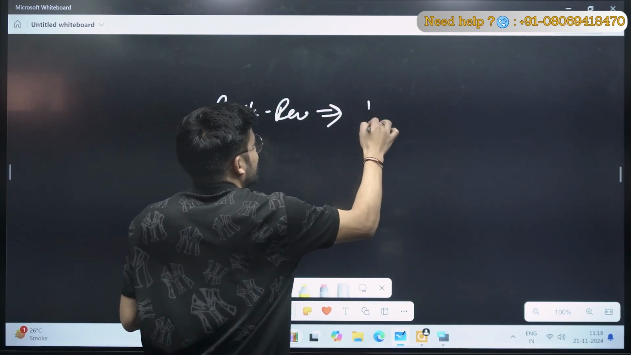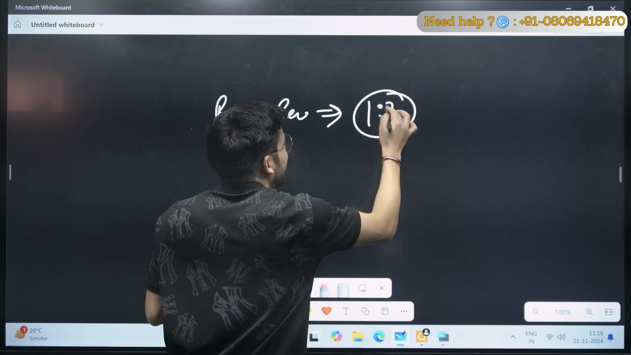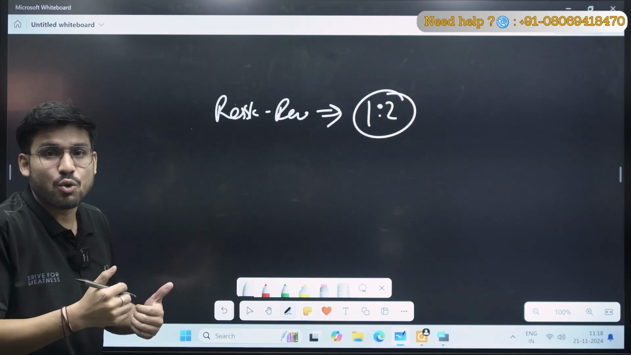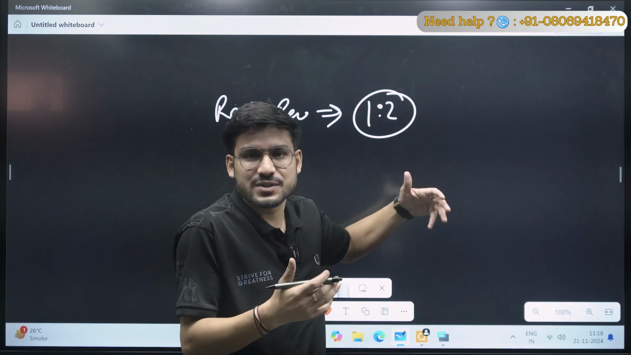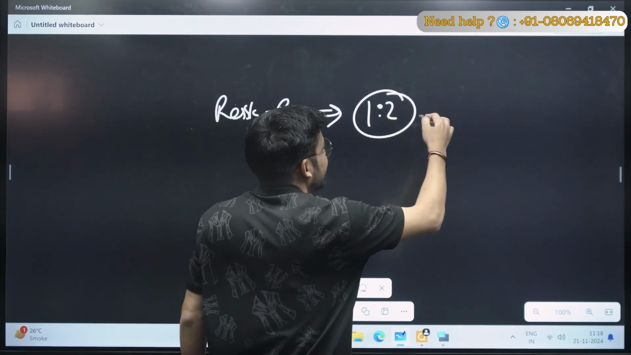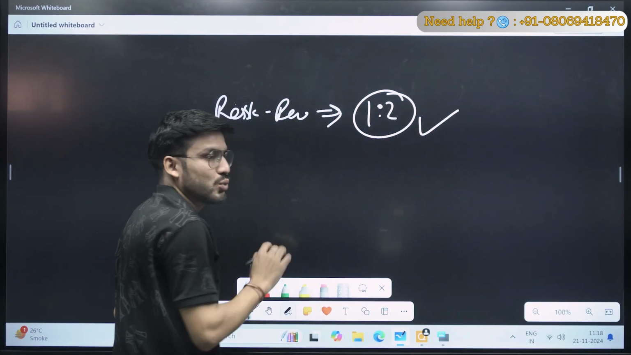So the risk reward ratio would be 1:2, right? It is the minimal risk reward ratio that you can take. Okay, the strategy is capable of giving you more than 1:2 as well, right? But the minimum risk reward ratio you should be following is 1:2, right?